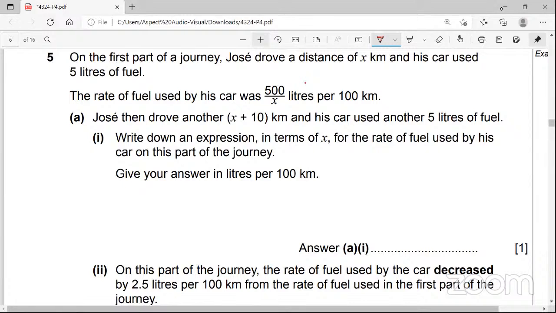Okay, so question 5 reads as follows. On the first part of a journey, Jose drove a distance of X kilometers. So that means that is my distance on the first part of the journey. Question 5.